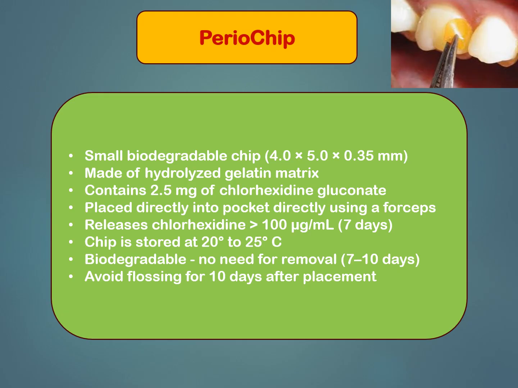So talking about Periochip, this is a small biodegradable chip with a dimension of 4 by 5 by 0.35 mm. It is made up of hydrolyzed gelatin matrix which contains about 2.5 milligram of chlorhexidine gluconate. When it is placed inside the periodontal pocket, it releases chlorhexidine greater than 100 microgram per liter for a period of 7 days. So this chip can be stored at a temperature of 20 degrees to 25 degrees Celsius. And since it is biodegradable after 7 to 10 days, there is no need for its removal. So after its placement, we have to avoid flossing for around 10 days.